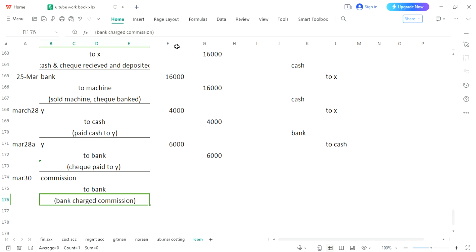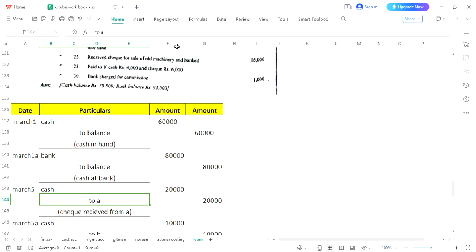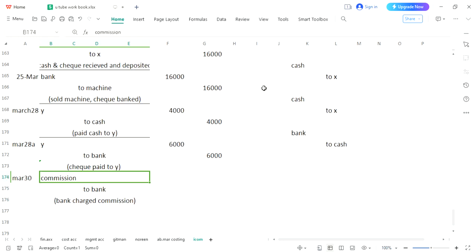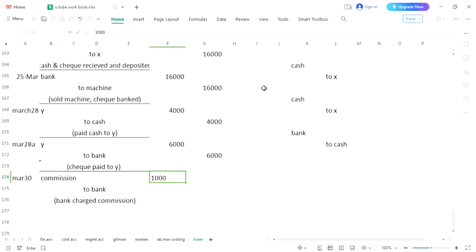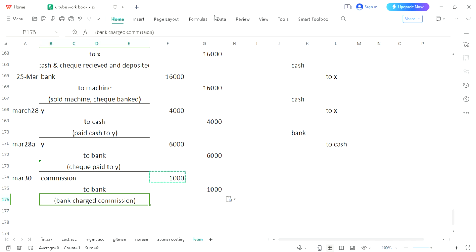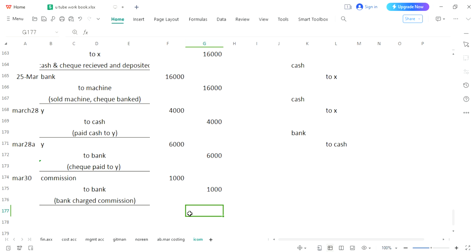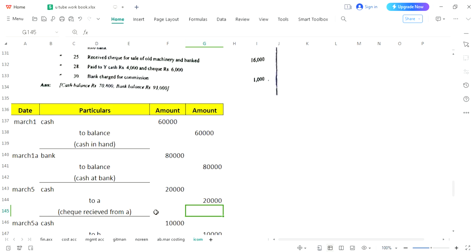credit side. Let's see how much commission we have paid, and that is 1000. So we will write 1000 on debit side, and same amount we are going to write on credit side. Bank charged commission. What entry we have done? Commission to bank. Guys, in this way, all of our entries have been completed. Number 30, it means first part of the question is now ended.